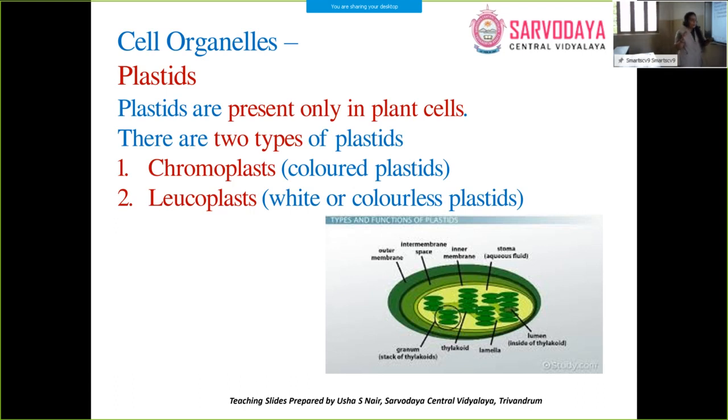Okay, they are piled, granum. And each grana is known as thylakoid. Each unit of grana, a single grana, is known as thylakoid. Inside this thylakoid is the pigment chlorophyll that helps in the process of photosynthesis. Okay, the structure will be given. It's not explained here as such. I will give you the notes.